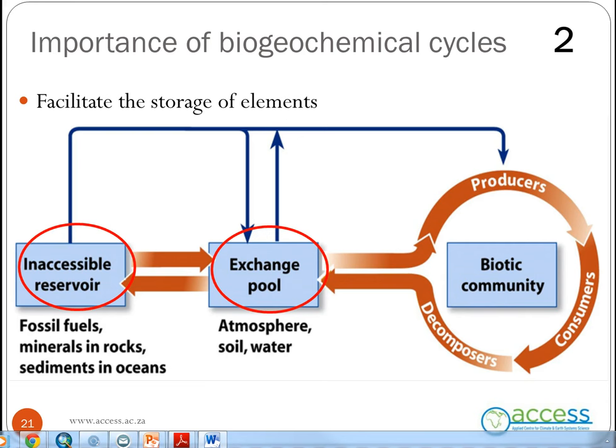Number 2, biogeochemical cycles facilitate the storage of elements. Elements carried through the biogeochemical cycles are stored in their natural reservoirs. A reservoir is a place or region where a biogeochemical element is in its highest concentration. However, when elements are only stored for short periods of time, they are being held in exchange pools. Thus, elements can be released to organisms in small consumable amounts.